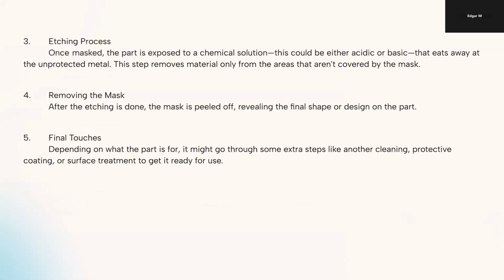Removing the mask. After etching is done, the mask is peeled off, revealing the final shape or design in the part. Final touches. Depending on what the part is for, it may go through some extra steps like another cleaning, protective coating, or surface treatment to get it ready for use.